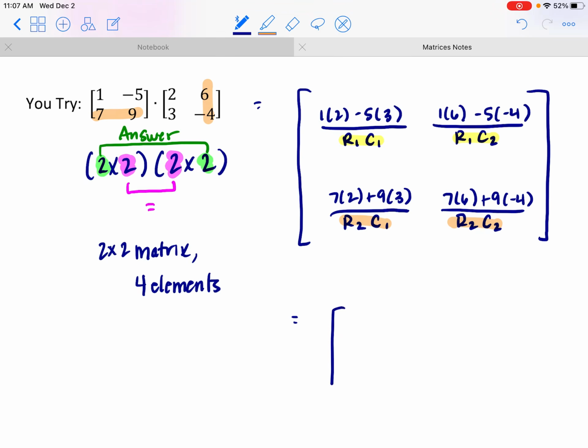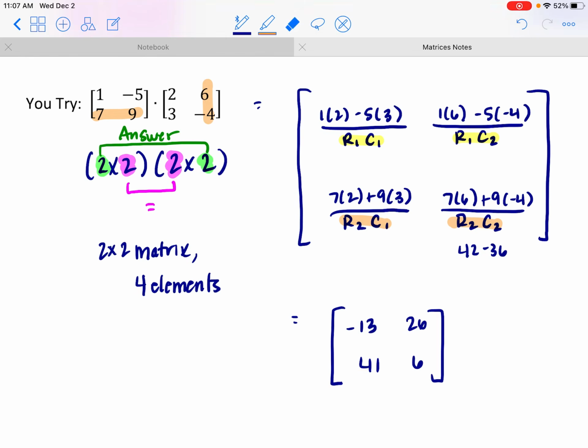Now the easy part. Okay, let's do some math here. So this is going to be 2 minus 15, which leaves me negative 13. This is 14 and 27, which is 41. And then here, 6 plus 20, so 26. And then lastly, this one is 42 minus 36, which is going to be 6 altogether.